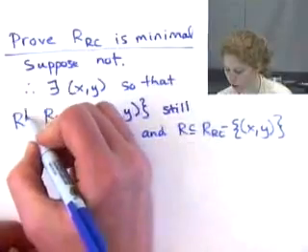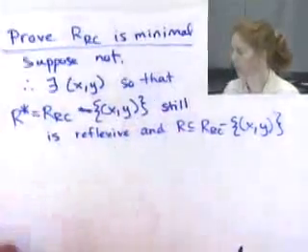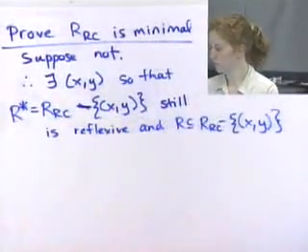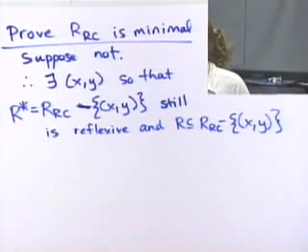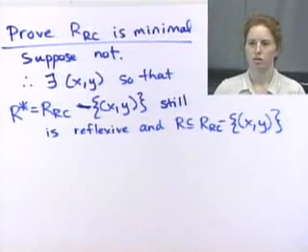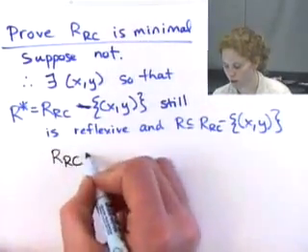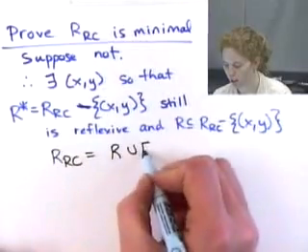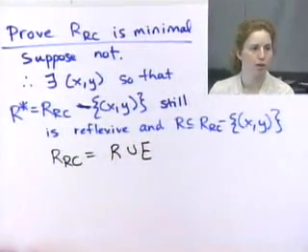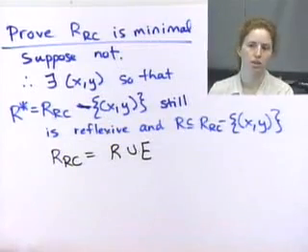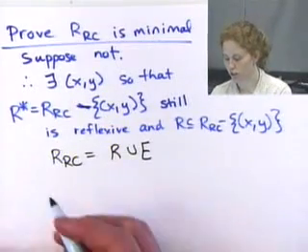So let's call this R star right here, so we don't have to write that minus again and again. Okay, well, what happens if I take out a point? RRC is equal to what? It's equal to R union E. So if I take out a point, it has to come from where? Either R or E. So let's do 2 cases.